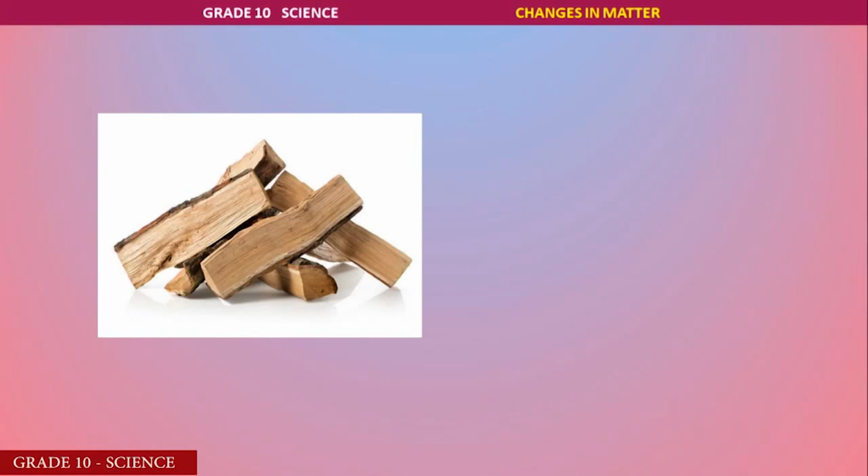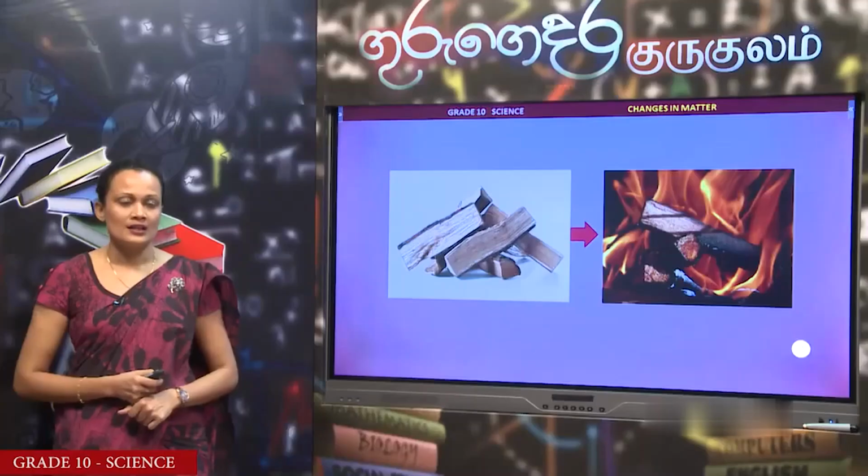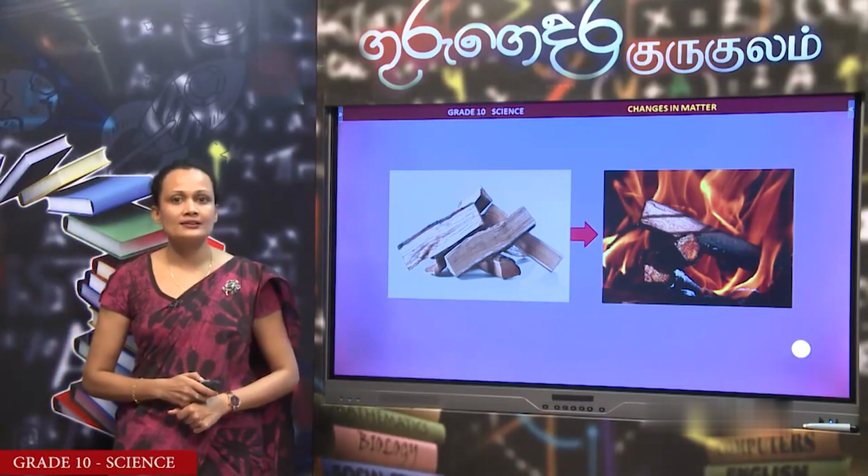Now let's see another example. Now you can see a picture of firewood. When you burn the firewood, you can observe a flame and also a black colored substance is formed. And also we can't take back the firewood after burning it. That's why burning of firewood is one chemical change.